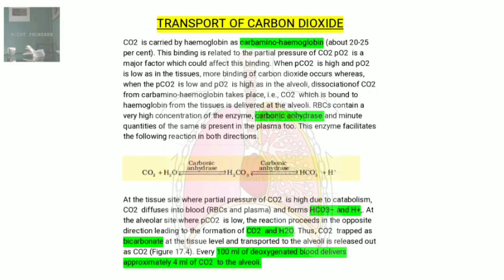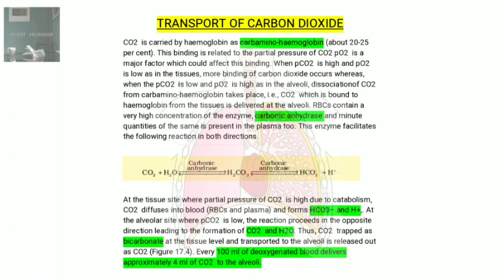Transport of carbon dioxide. CO2 is carried by hemoglobin, as carbaminohemoglobin, about 20 to 25%. This binding is related to the partial pressure of CO2. PO2 is a major factor which could affect this binding. When PCO2 is high and PO2 is low as in the tissues, more binding of carbon dioxide occurs, whereas, when the PCO2 is low and PO2 is high as in the alveoli, dissociation of CO2 from carbaminohemoglobin takes place, that is, CO2 which is bound to hemoglobin from the tissues is delivered at the alveoli.